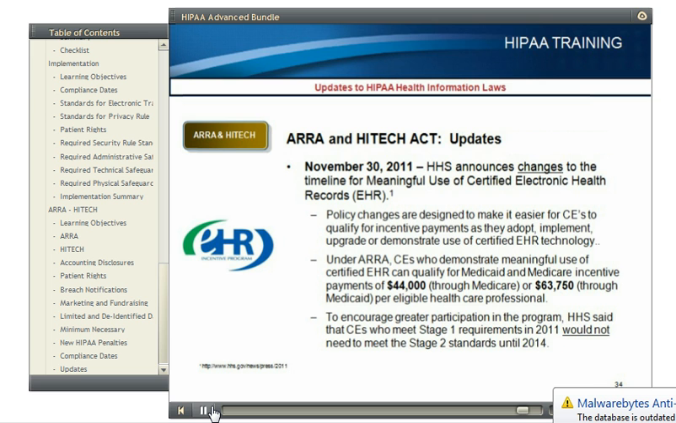Under ERA, CEs who demonstrate meaningful use of certified EHR can qualify for Medicaid and Medicare incentive payments of $44,000 through Medicare or $63,750 through Medicaid, per eligible health care professional. To encourage greater participation in the program, HHS said that CEs who meet Stage 1 requirements in 2011 would not need to meet the Stage 2 standards until 2014.